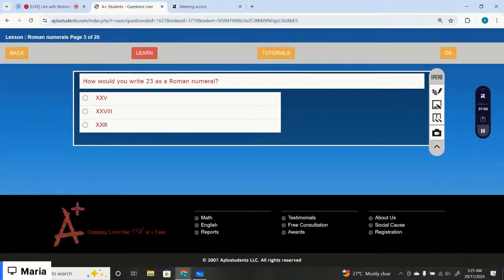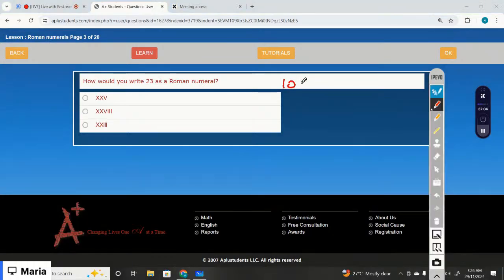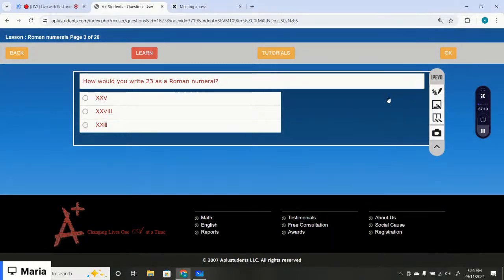How do you write 23? So 23, you can write 23 as 10 plus 10 plus 3, right? We know that you can write 10 as X, then again X, and then I makes 3. So option number 3 is the correct option. Very good. Option number 3 is 23.